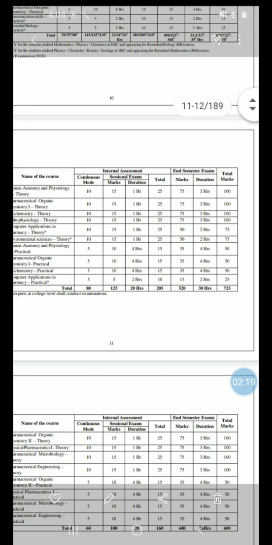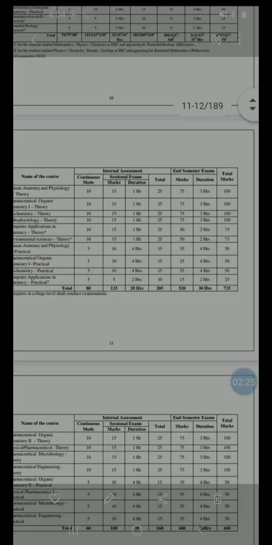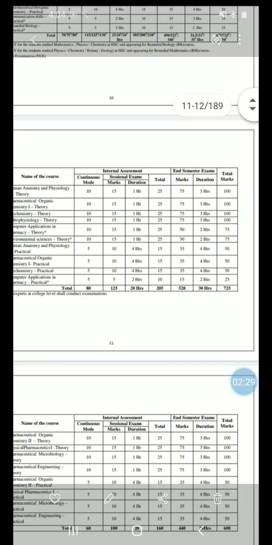continuous what? Attendance for 4 marks, then any 3 activity, it means quiz, assignment, test, group discussion, any 3 activity for 3 marks, and tutorial for 3 marks. It is continuous mode, that is total 10 marks: attendance, any 3 activity, and tutorial, 4 plus 3 plus 3, that is 10 marks.